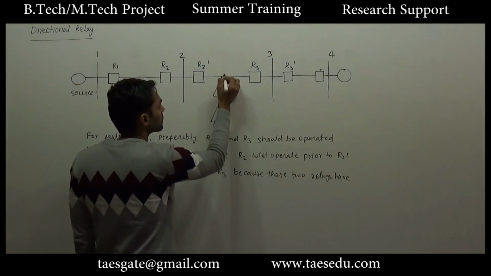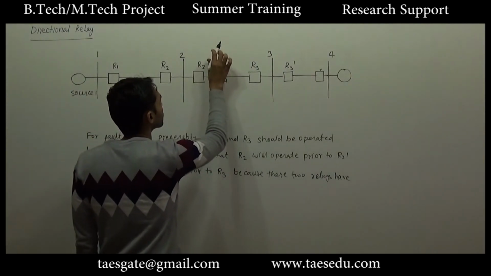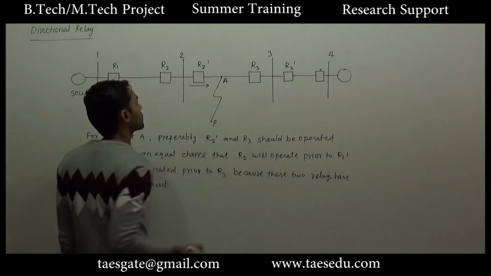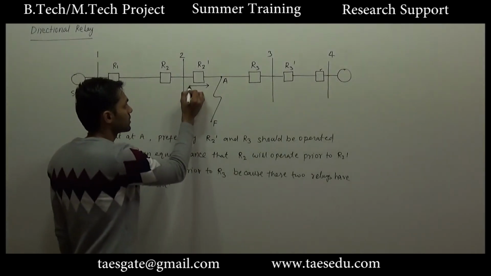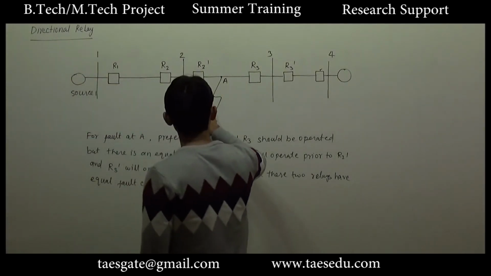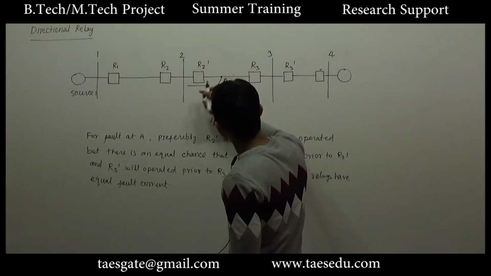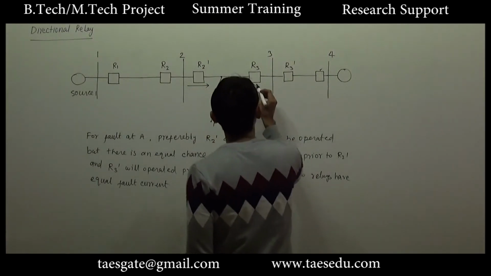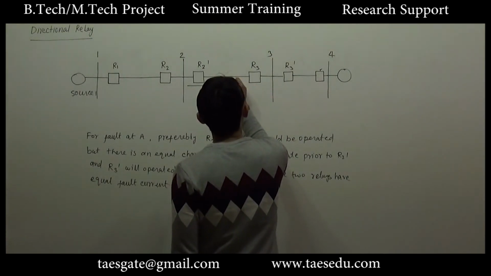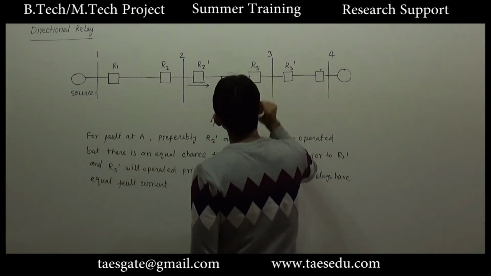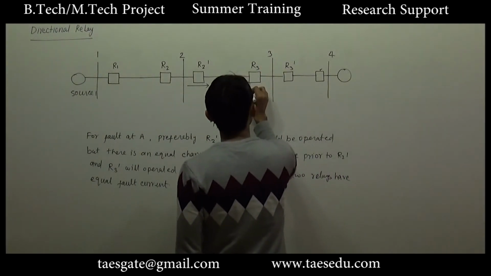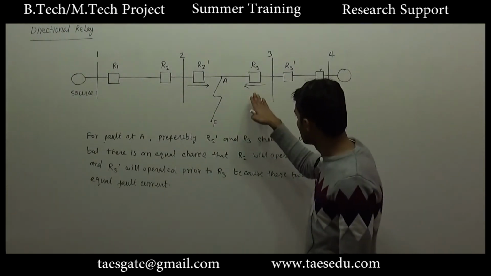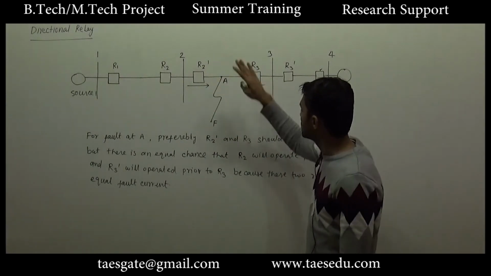For this fault, the direction of current in R2 dash will be from left to right. So let us assume that R2 dash should operate when the direction of current is from left to right, and for fault A, if R3 should operate, the direction of current in R3 is from right to left. So let us assume that for these two directions of current, these two relays will operate.